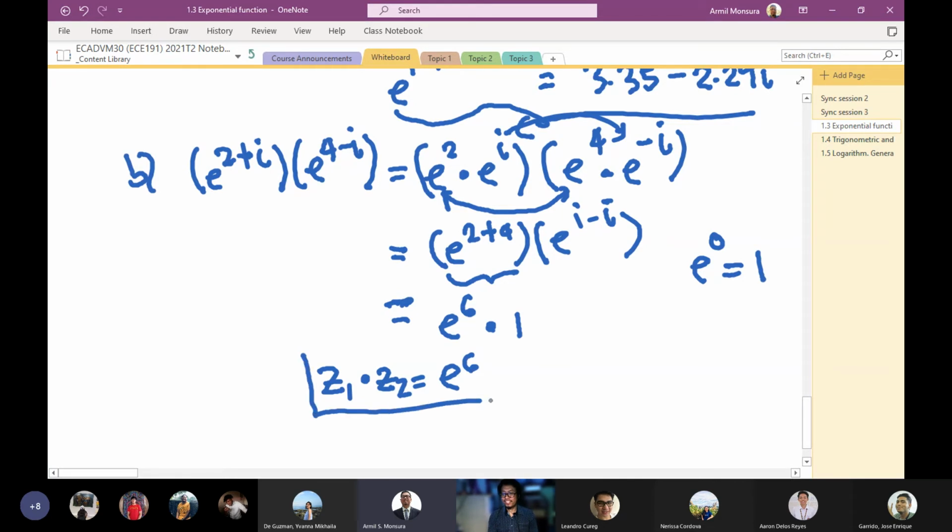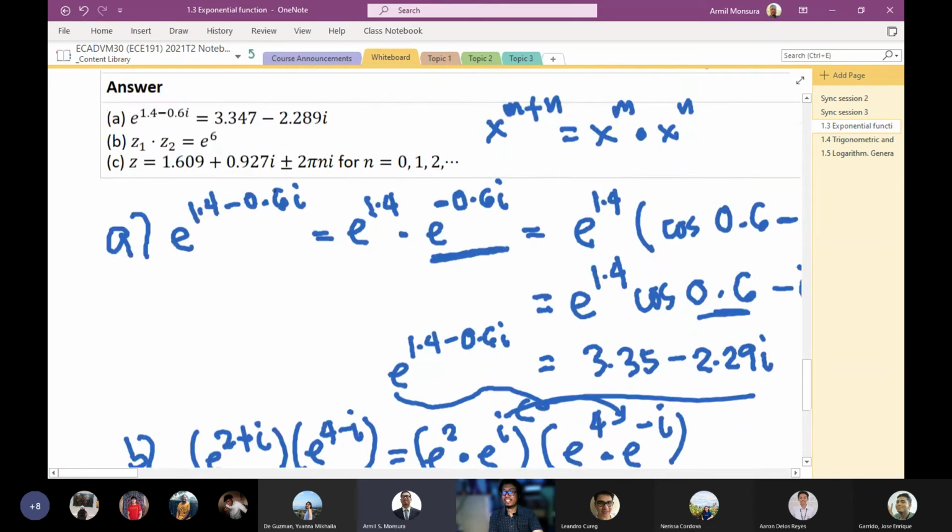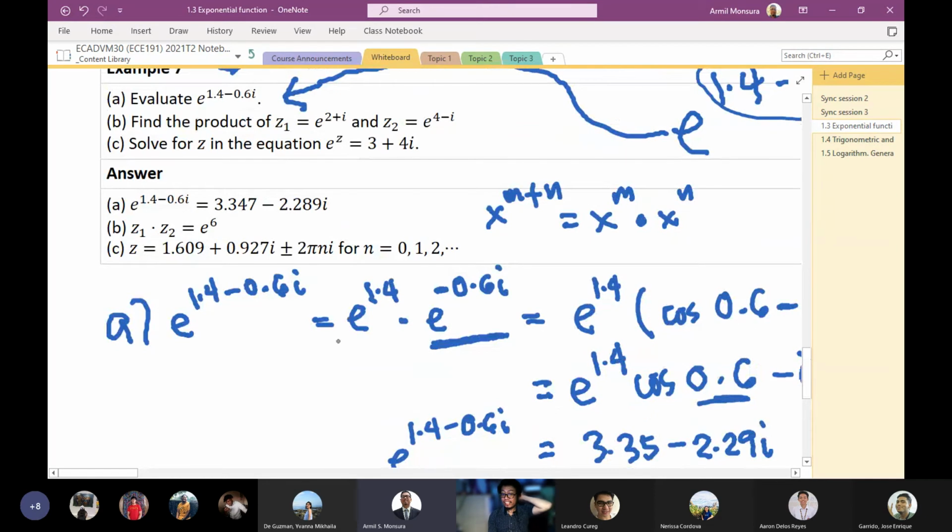Okay. So this is for letter B. There it is, E raised to 6. Is that clear?